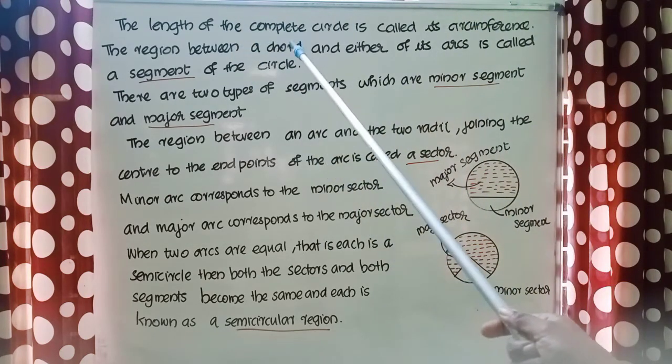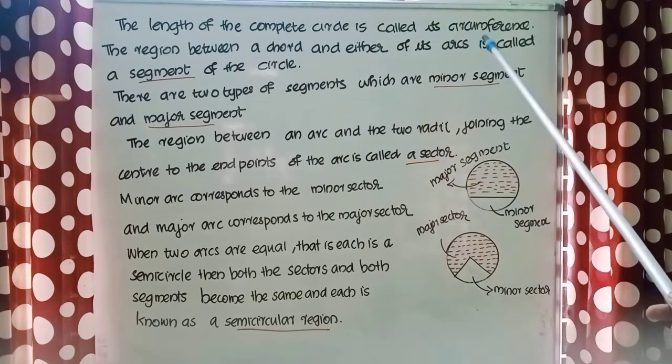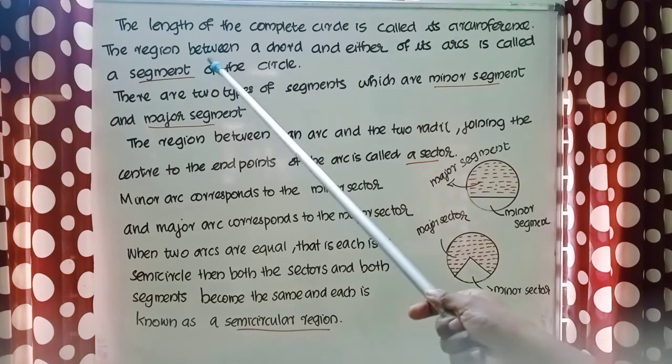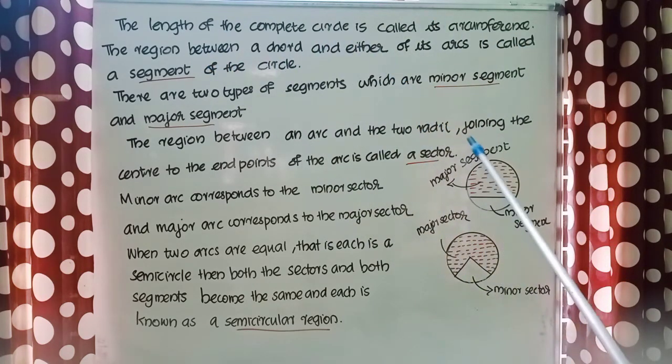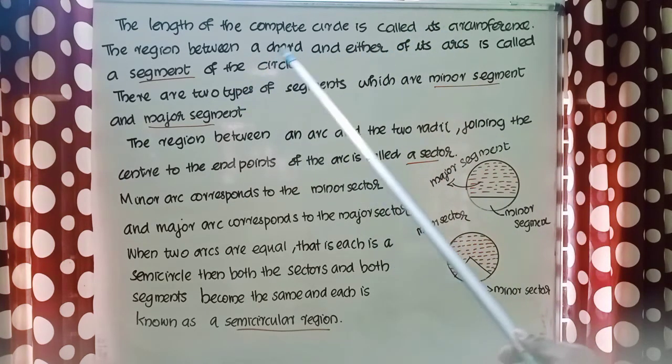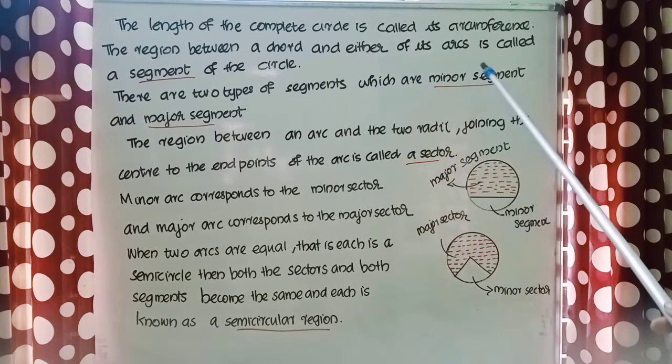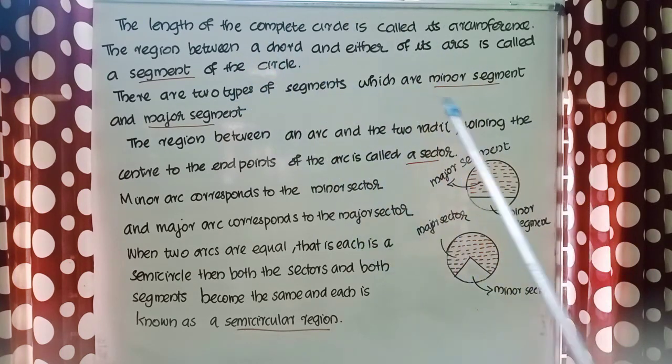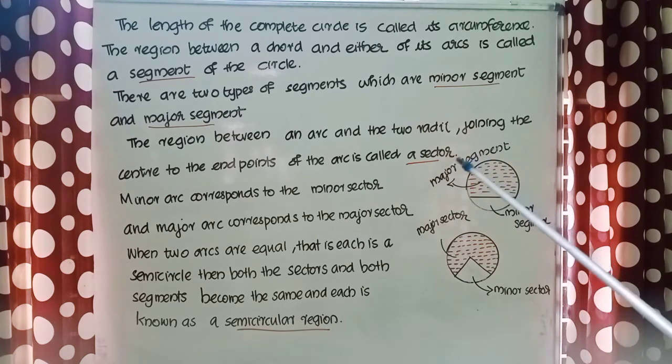The region between a chord and either of its arcs is called a segment of the circle. The region between a chord and an arc, here you can see a chord and an arc. So this region is called a segment. There are 2 types of segment, which are the minor segment and the major segment. Here you can see 2 types of segment in a circle. The major part is the major segment and the smaller part is the minor segment.